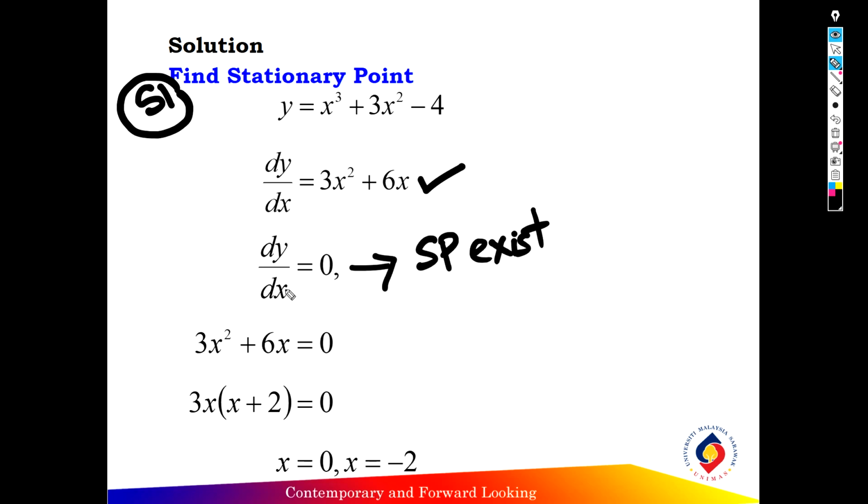This stationary point exists when the first derivative equals 0. The first derivative 3x squared plus 6x equals 0. So you factor out 3x times (x plus 2) equals 0, and find the value of x. The first value is x equals 0, and x equals negative 2.